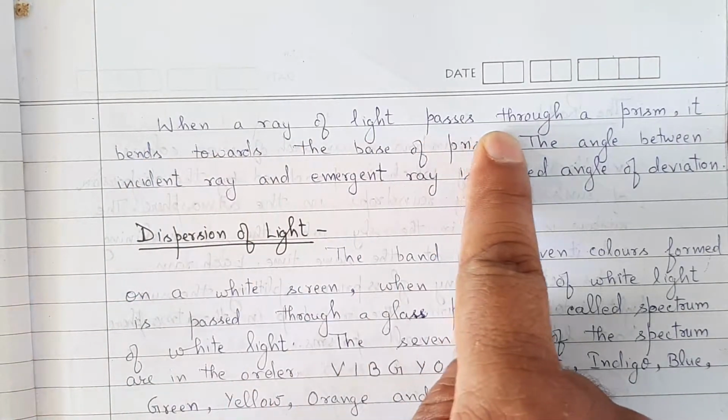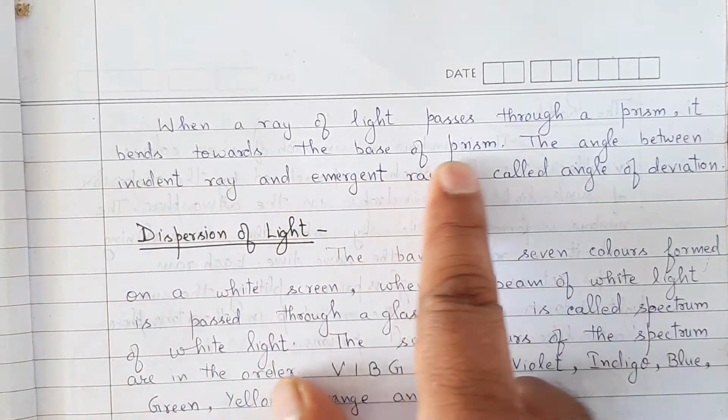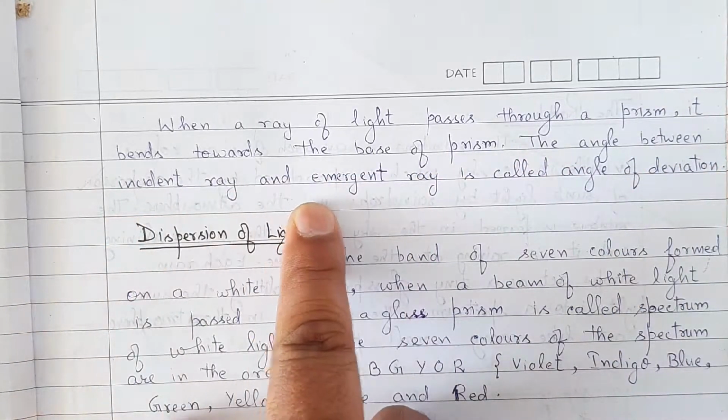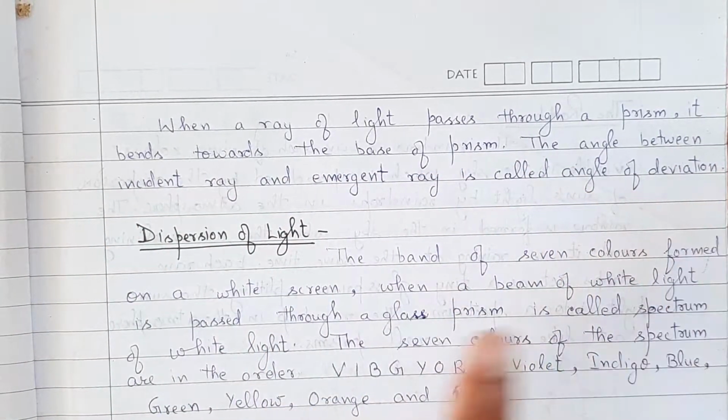When a ray of light passes through a prism, it bends toward the base of the prism. The angle between the incident ray and the emergent ray is called the angle of deviation.